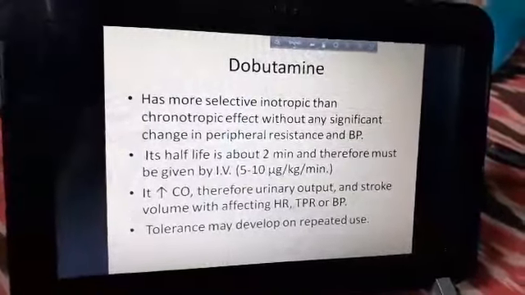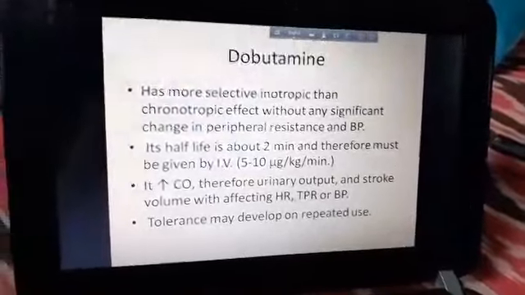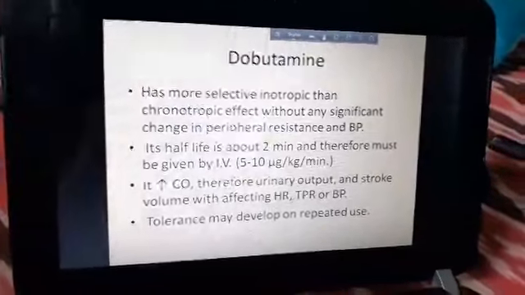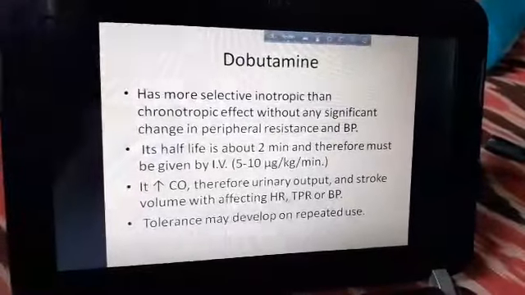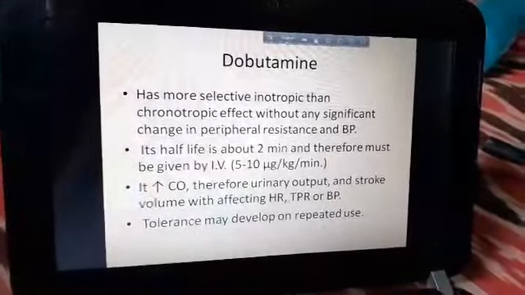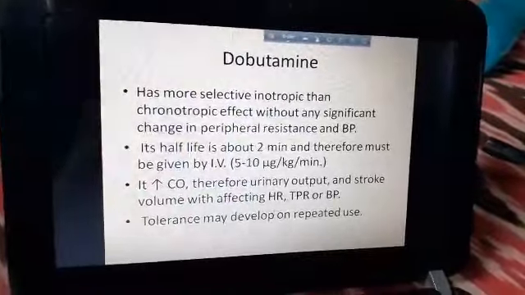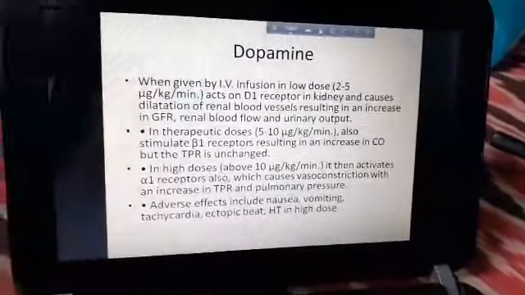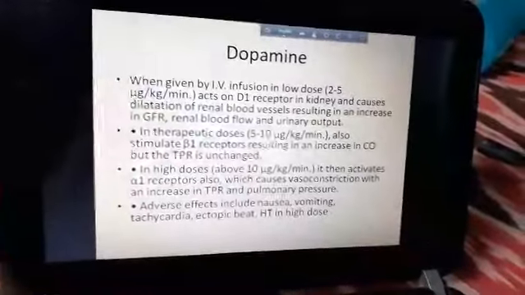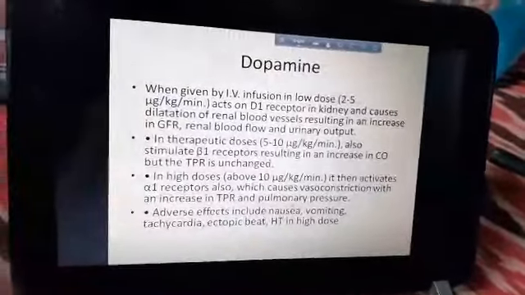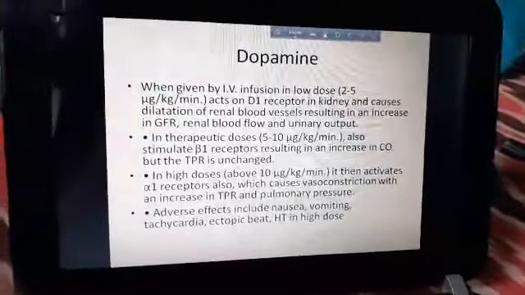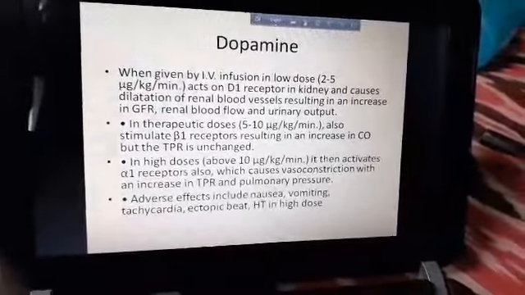Dobutamine has a more selective inotropic than chronotropic effect without any significant change in the peripheral resistance and BP. So with dobutamine the heart rate is not significantly increased. It will mainly increase contractility. That's why dobutamine is preferred over dopamine here. Dopamine increases the heart rate as well as the contractility, but the heart rate increase is not beneficial in that setting. And dopamine, you have read it already in the autonomic nervous system.